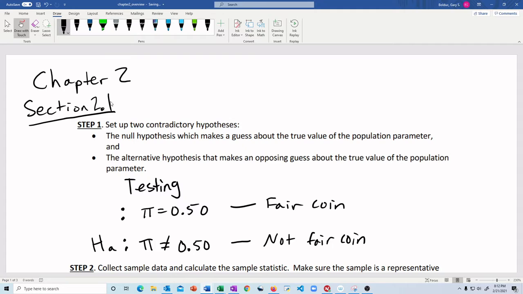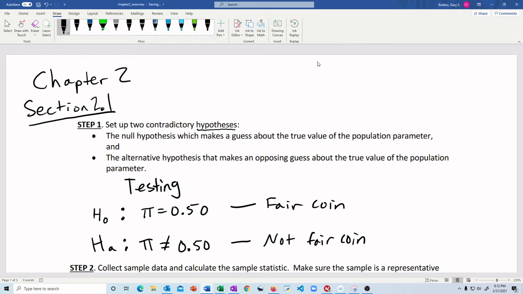So we start in Chapter 2, Section 2.1. And the main idea from this section is called hypothesis testing. So we've already thought about this. We haven't put a name on it yet, but this is the big idea, hypothesis testing. And so what we're going to do is, in each problem, we're going to be given a scenario, some information, and we're going to be testing a specific hypothesis. So you can see that word kind of popping up a bunch here.